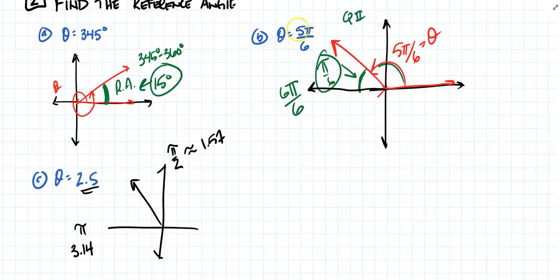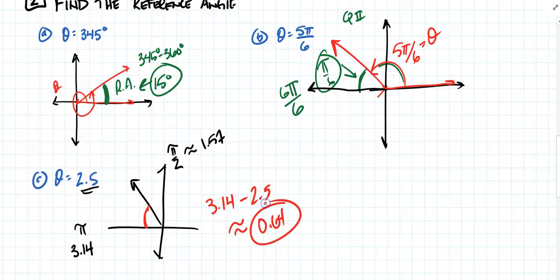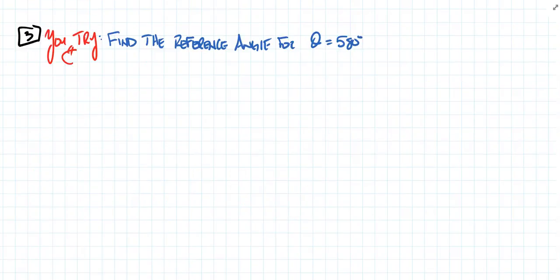So how would we get this answer? Again, it's the same thing as in part B. It is the leftover angle that is between the terminal side and the x-axis. So what I would do is take 3.14 and subtract off about 2.5, and it would be roughly about 0.64 radians. So that is an acute angle, it's positive, and it is between the terminal side and the x-axis. So there you go.